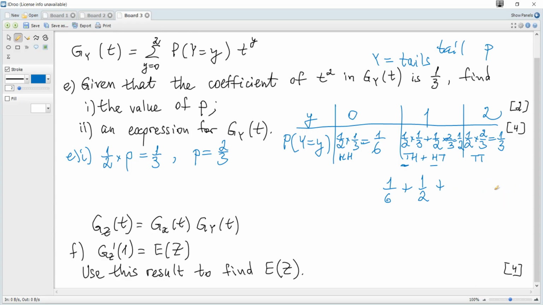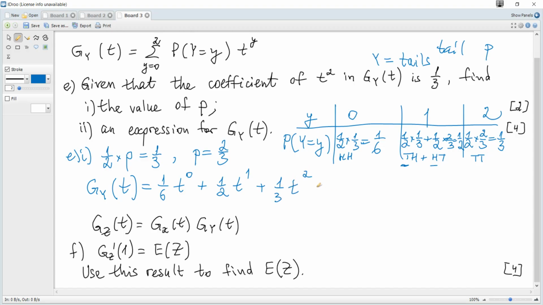So the required gy of t is equal to 1/6 times t to the power of 0 plus a half times t to the power of 1 plus 1/3 times t squared, which is equal to 1/6 plus a half t plus 1/3 t squared.